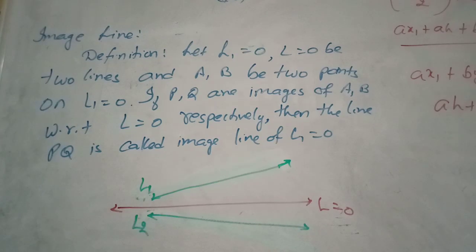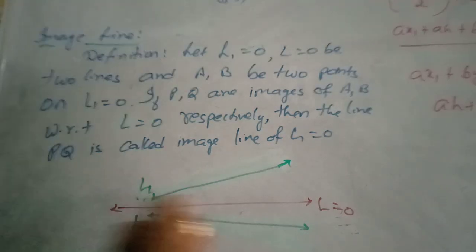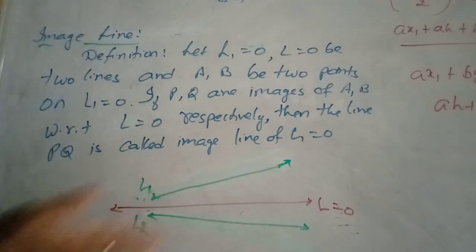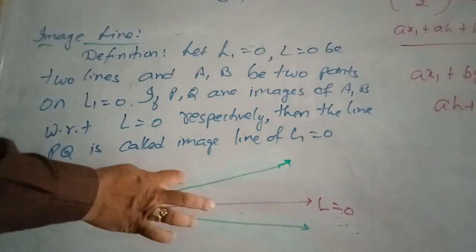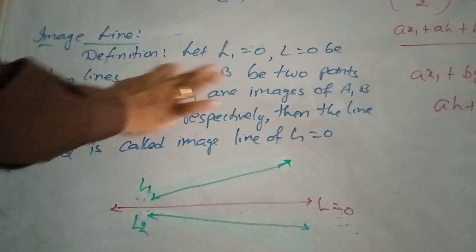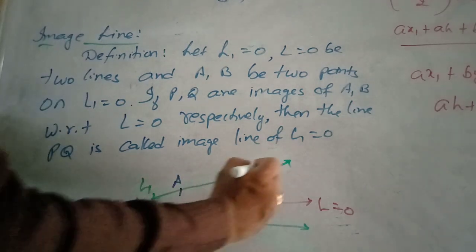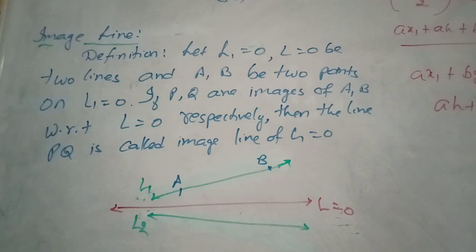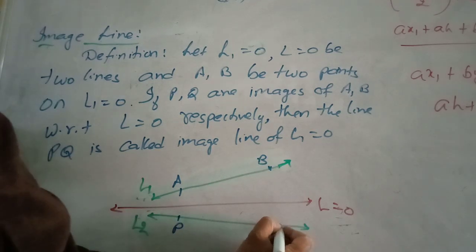Now let's see the equation of an image line. So we are learning here the image line. The definition is: there is a line L is equal to 0. Let L1 is equal to 0 and L is equal to 0 be the two lines, and A and B are 2 points on L1 is equal to 0. P and Q are the images of A and B. So the image of A is P, the image of B is Q.